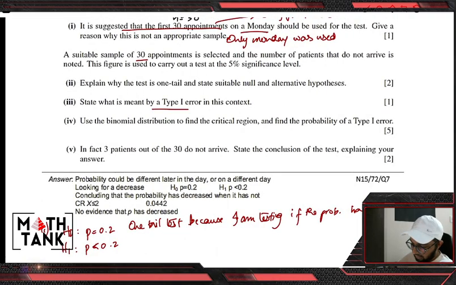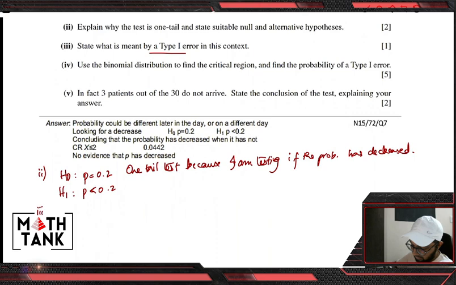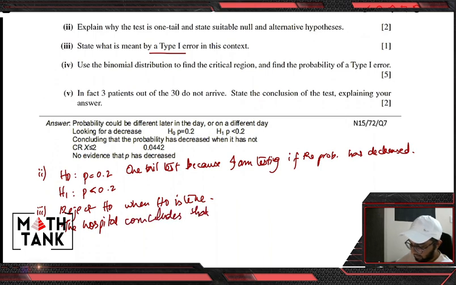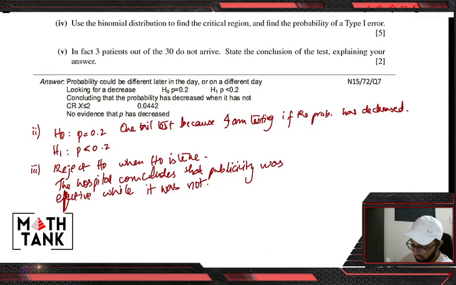Okay, state what is meant by a type 1 error in this context. So type 1 error is to reject H naught while H naught is true. So this hospital concludes that publicity was effective while it wasn't. That is saying that the probability has decreased while it has not decreased.